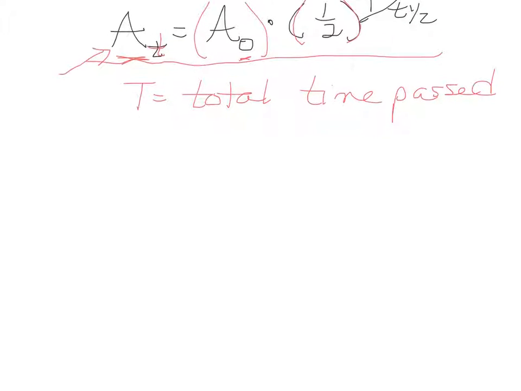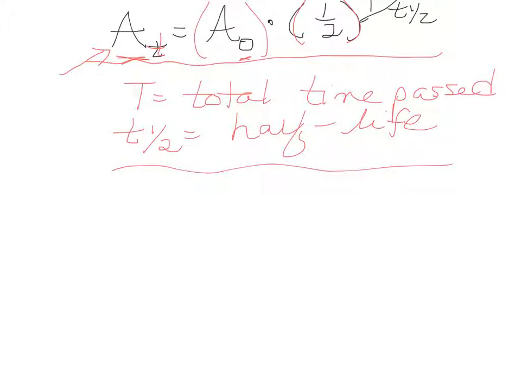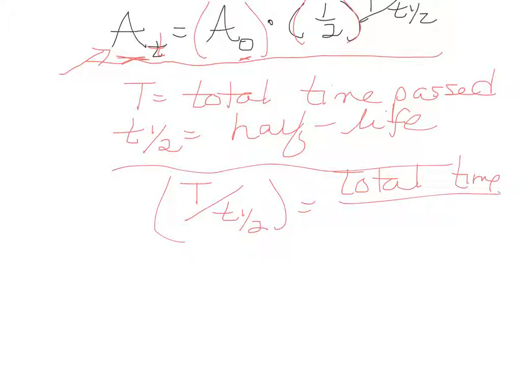And T 1/2 is the half-life, whatever it happens to be. So I want you to think for a minute. That ratio in that equation, the exponent, T divided by T 1/2, what is that? Total time divided by half-life. What is that telling us? Think for a minute. Total time that has passed divided by the time for one half-life. That is telling us the number of half-lives that have passed.